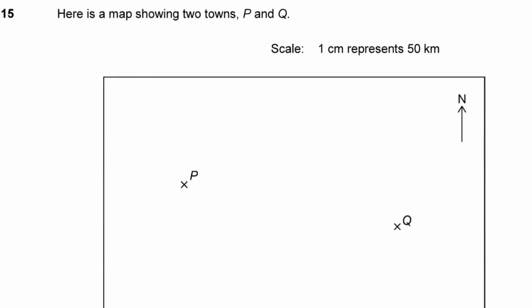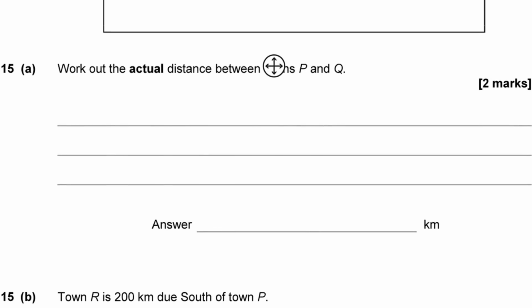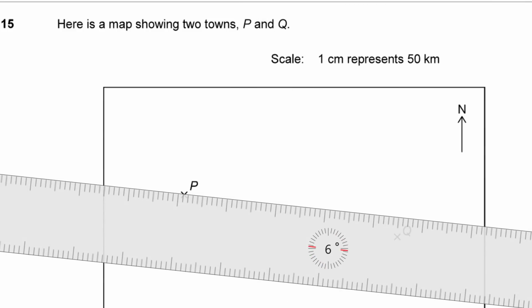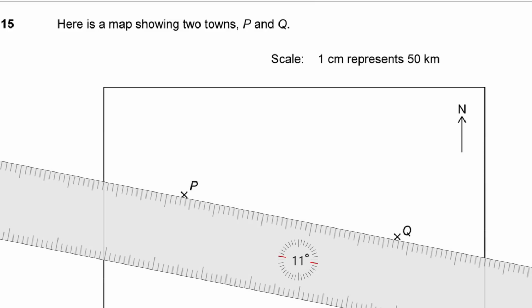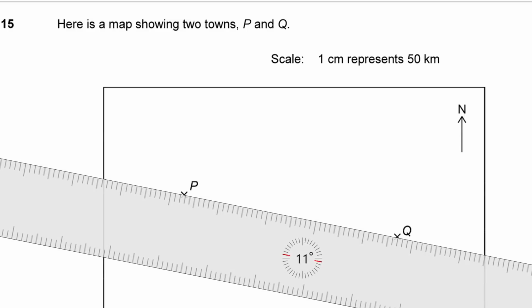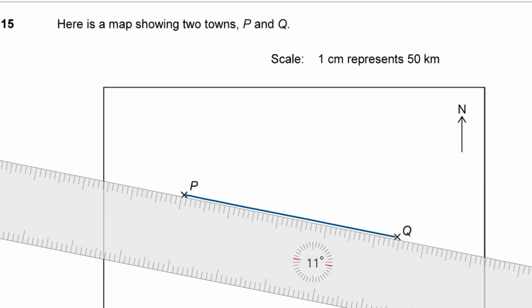Question 15. Here is a map showing 2 towns P and Q, and 1 centimetre represents 50 kilometres. Work out the actual distance between the towns P and Q. So we need to know the distance between these two, and you're going to need a ruler. Now you'll notice my ruler doesn't have any numbers on it, and I don't really want to use it to measure this distance because this is on my computer screen and it might not be accurate. But on your paper, you want to carefully measure this distance with a ruler. I'm told from the mark scheme that it is actually 7 centimetres from there to there.